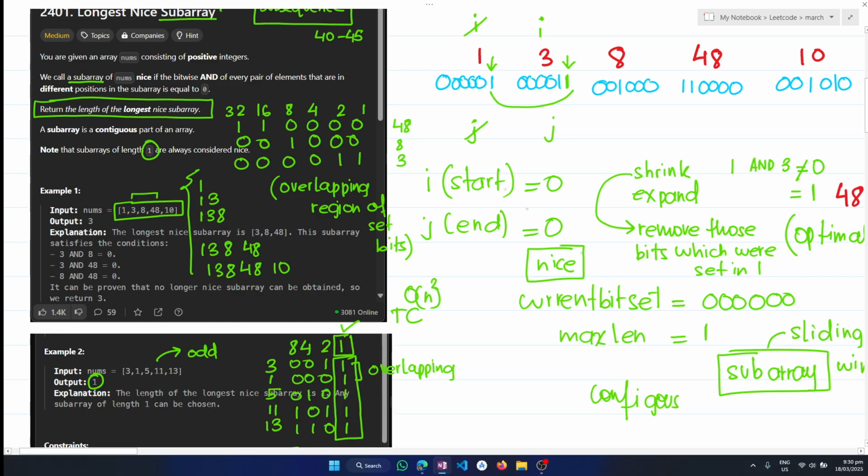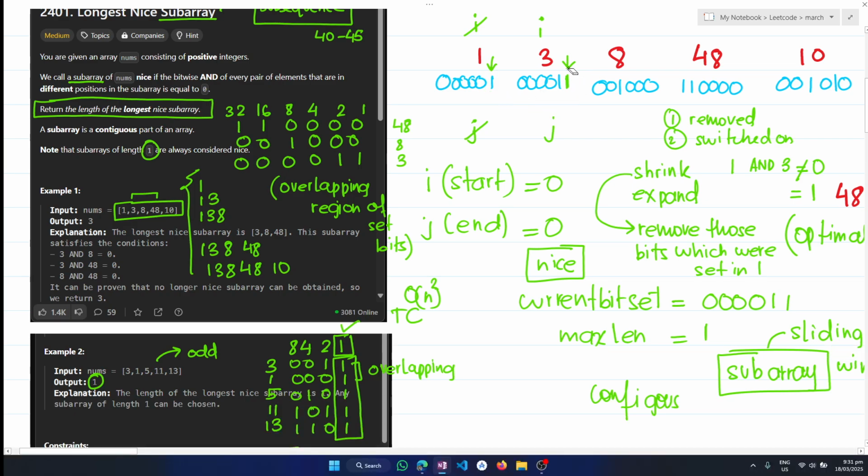So before I shrink my window, I have to remove this 1 from my window. Very carefully listen to this. Since I'm shrinking my window, I have to remove this particular 1 from my window, right? And then since I'm introducing 3 to my window, 3 has both of these 2 bits on. So I'm going to make both of these 2 on. What I did was, I first removed the set bits of 1, and then I switched on the set bits of 3, which was something new to my window, right? And obviously the maximum length again is going to be 1.